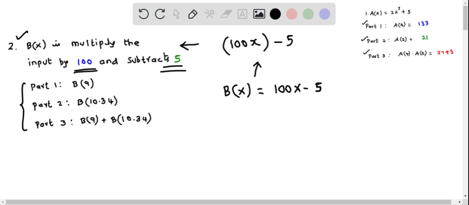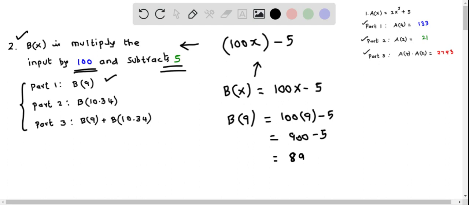Now we can answer all the 3 parts of this question. In part 1, we have to determine b of 9, which is found by replacing x by 9. So this becomes b of 9 equals 100 times 9 minus 5. And this equals 100 times 9 is 900 minus 5, and this equals 895.